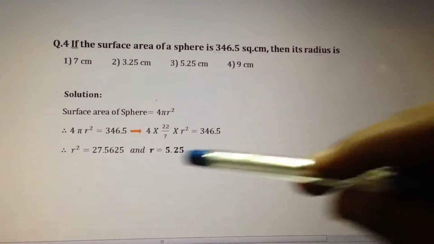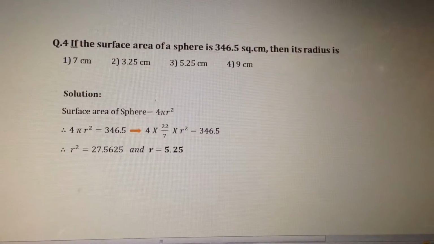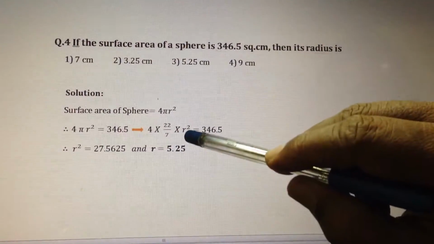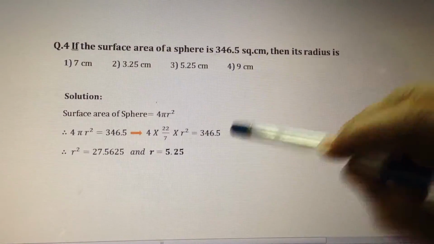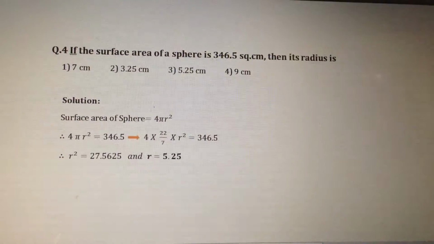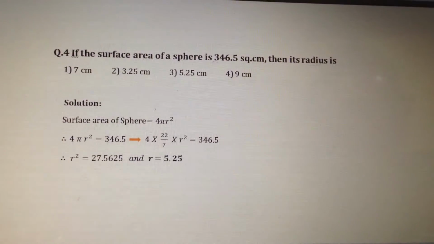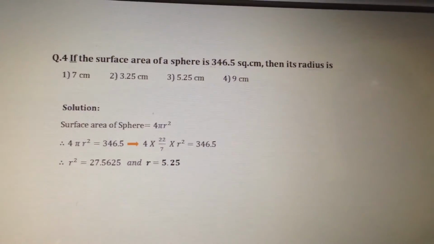Therefore, 4 pi r square is equal to 346.5. That is 4 into 22 by 7 into r square is equal to 346.5, and r square is equal to 27.5625. Therefore, r is equal to 5.25. It's a very simple and direct question.